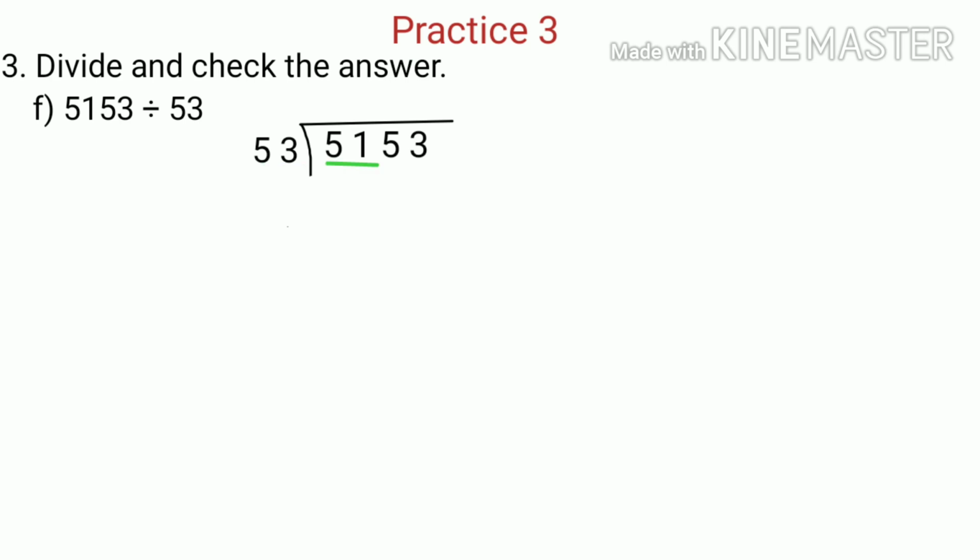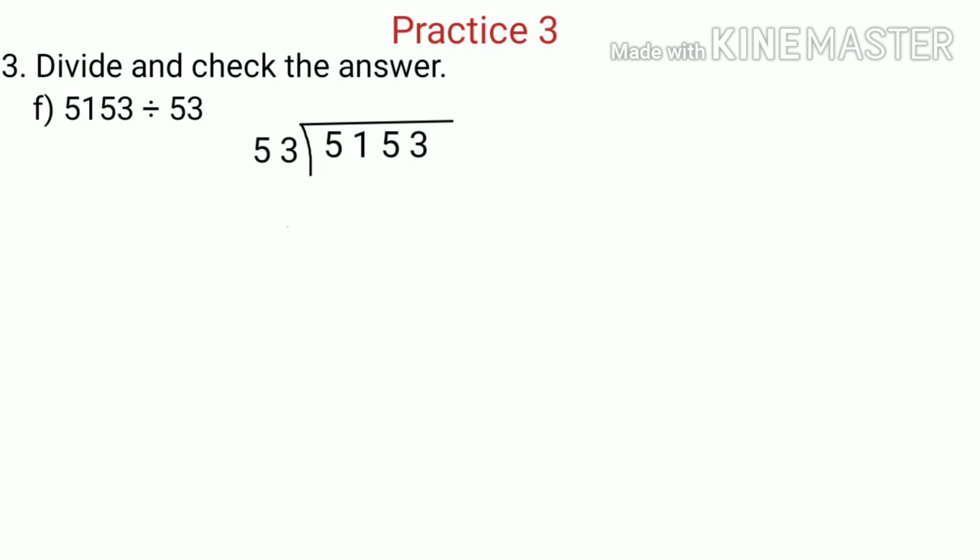So we compare 51 and 53. But 51 is less than 53. So what we have to do here is we have to consider 3 digits from the dividend. That is, we have to consider 515, which means we have to divide 515 by 53. So now we have to find 53 multiplied by which number will give us a number which will be equal to or nearest to 515.